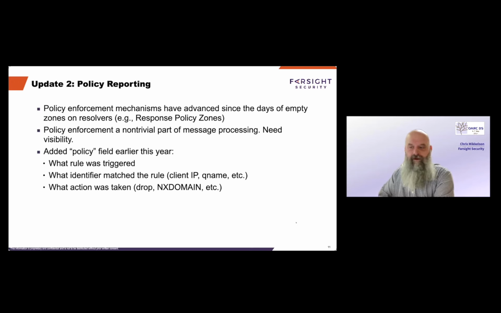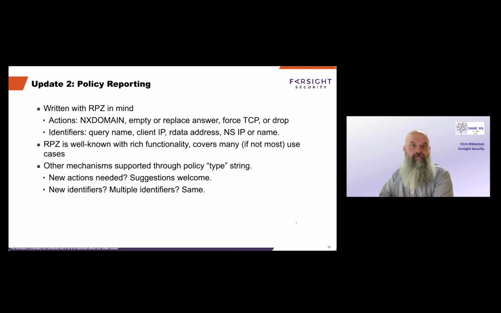So there have been a number of efforts, one of which is response policy zones that are a non-trivial mechanism for enforcing policies and processing of DNS messages. So we wanted some visibility into this. So earlier this year, we added a policy field, which is a compound type, which includes information about what rules were triggered, what identifier in the packet matched the rule, whether it was client IP or the queried name or any number of things, and what action was taken in response to that.